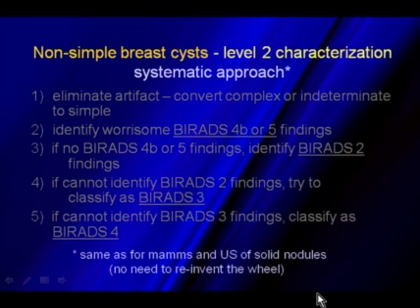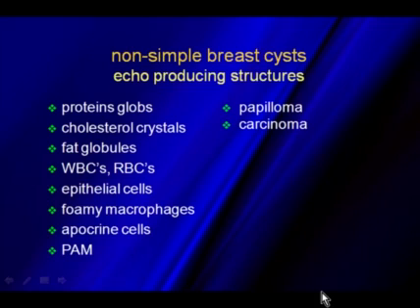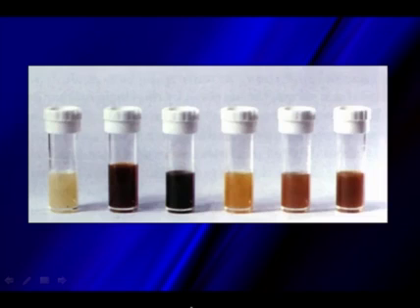This is basically the same thing that we use when we look at solid nodules. First thing you want to do is start looking for the most severe type of things, such as our 4s and 5s on BI-RADS, and then try and prove that it is completely benign. And if you can't, classify it as something that is indeterminate. If we look at the types of things that cause echoes within these cysts, we have protein globs, cholesterol crystals, fat globules, white and red cells, epithelial cells, foamy macrophages, apocrine cells, papillary apocrine metaplasia. Solid structures that we can see within these are also papillomas and carcinomas.